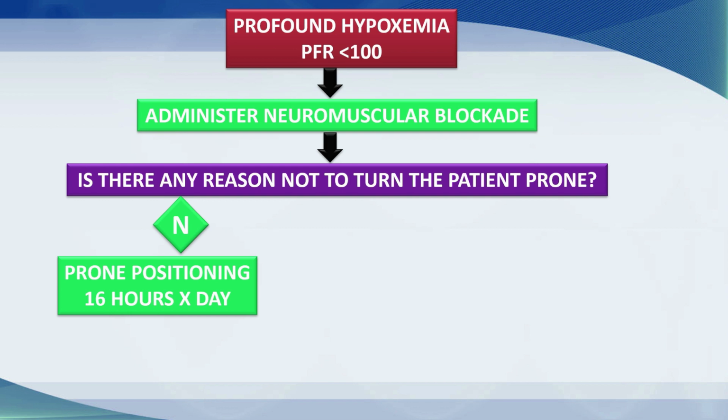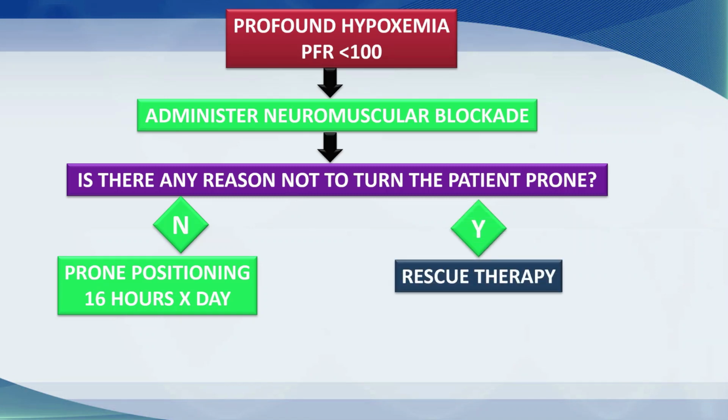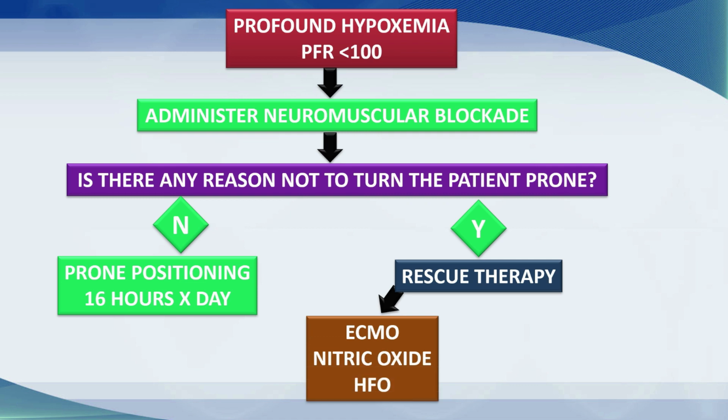If you are not able to turn the patient prone, and that is the case with our patient here, because he has a spinal injury, you cannot be flipping him back and forth as you may paralyze him. In that case, we're into rescue therapy. There are some complex rescue therapies out there. The most extreme is extracorporeal membrane oxygenation. This takes place in specialist centers, and he will have to be transported to a specialist center to get that.